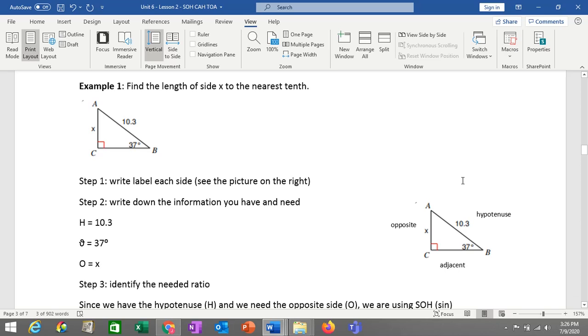Step 2, let's write down the information that we have and the information that we need. So we have angle B here is 37 degrees. I have that written as theta. I'm going to change that to B.